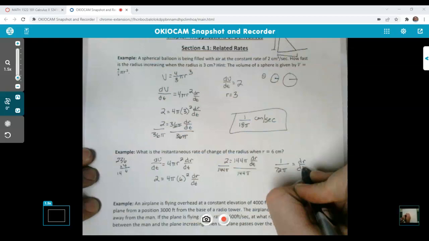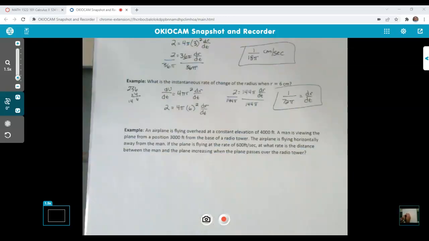Okay? An airplane is flying overhead at a constant elevation of 4,000 feet. A man is viewing the plane from a position 3,000 feet from the base. The airplane is flying horizontally away from the man. If the plane is flying at a rate of 600 feet per second, at what rate is the distance between the man and the plane increasing when the plane passes over the radio tower? Okay, so there's a lot happening.